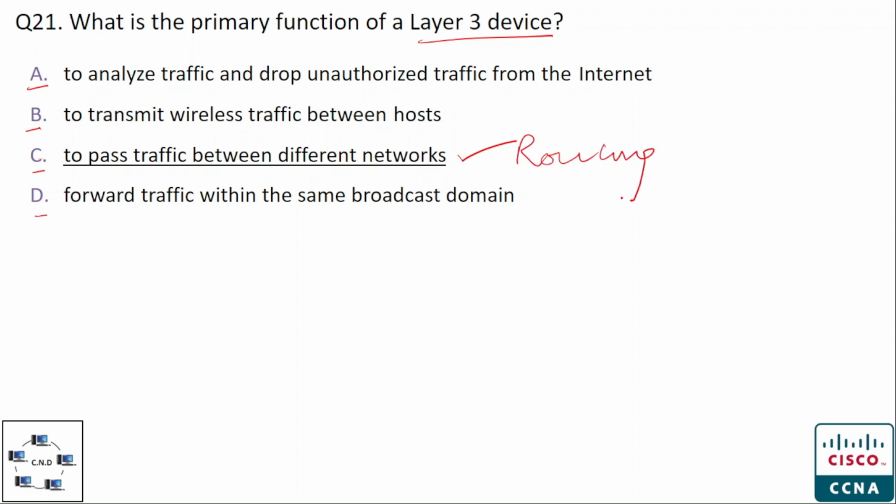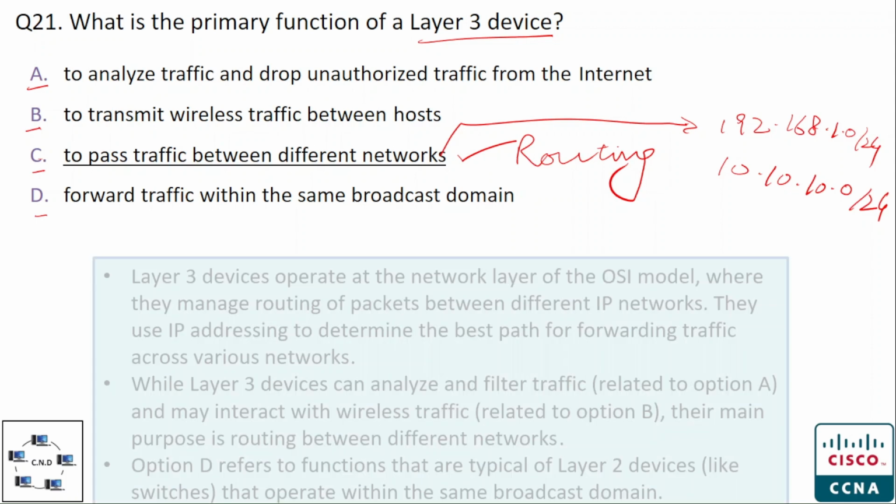When you have different networks, you need a router or routing to exchange packets between them. By different networks, we mean networks having different IP subnets, such as 192.168.1.0/24 and 10.10.10.0/24. These are two different networks. In order to make communication between these networks, you need routing or a layer 3 device.